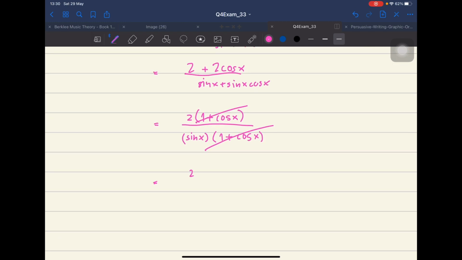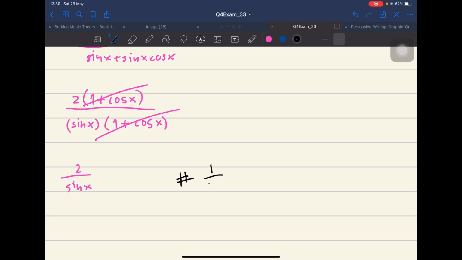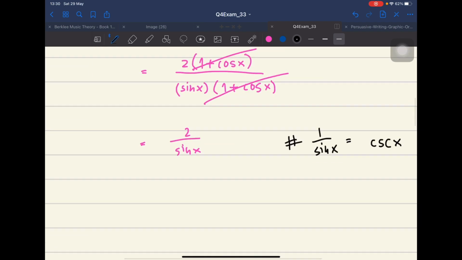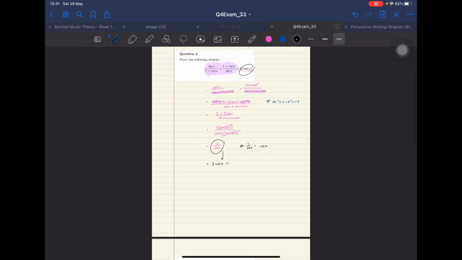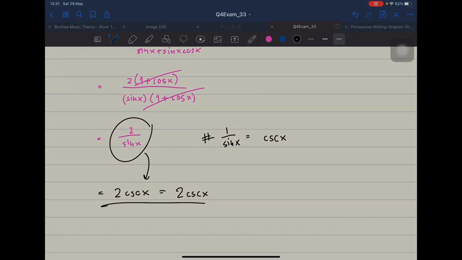I would be left with 2 over sine x, and because of that, I would like to show you that 1 over sine x is equal to cosec x, with just 1 cosec, but this one is 2 cosec. So my final answer is just this one changing to 2 cosec x. Okay, this is my final answer.